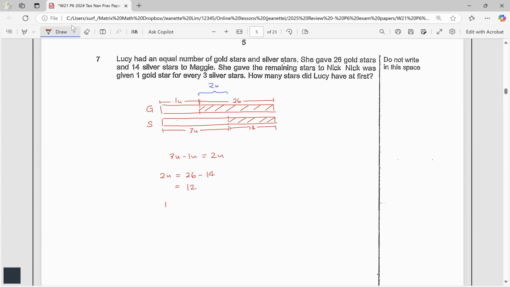In 1 unit, 12 divided by 2, 6. Okay, then this part here is 6. How many stars did she have at first? Now the gold and silver is the same at first. So from here, I can actually find gold quite easily. I take 6 plus 26. 32. So since gold and silver is the same, I can just multiply that by 2. Okay, so answer 64 stars at first.